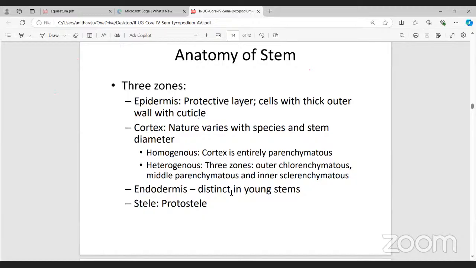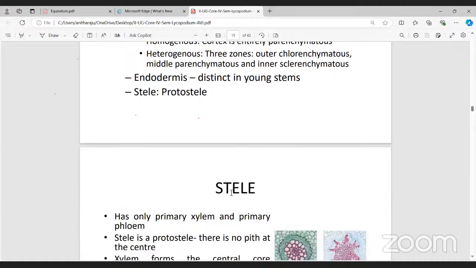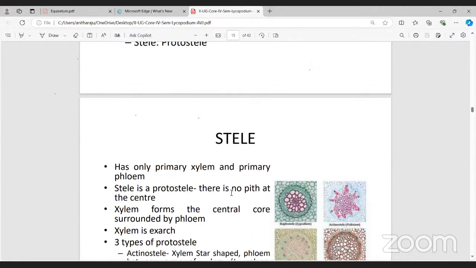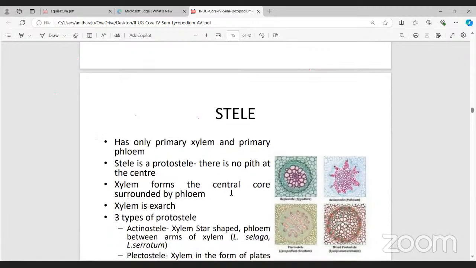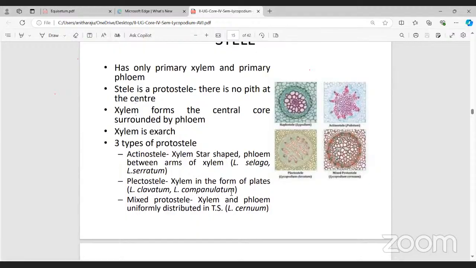That means these are the first formed steles. Let's see how they formed. I already told you the first vascular system developed in pteridophyta, right? That's why these are protostele. Let's discuss the protostele here. Inside the stele there are xylem and phloem. Protostele means primitive stele. There is no pith.